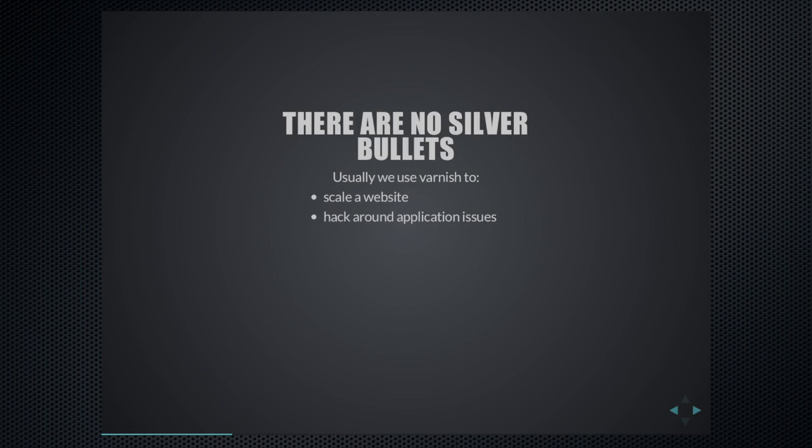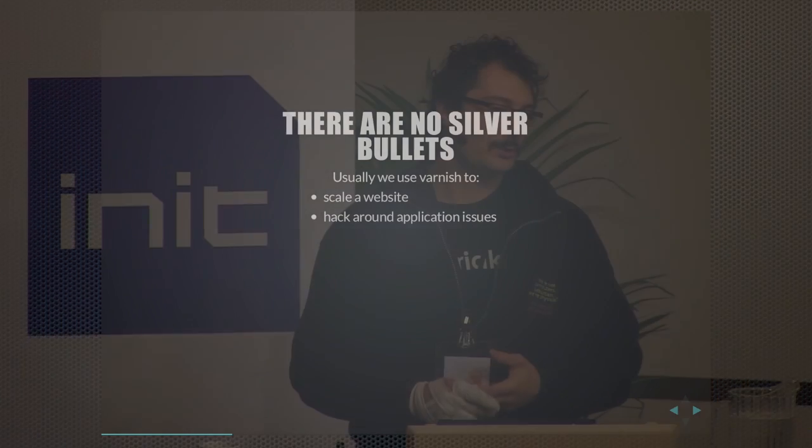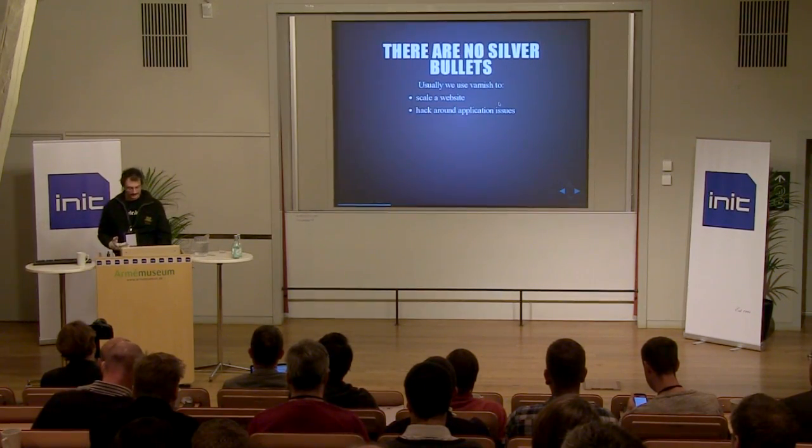But usually we use Varnish to scale a website, so you have some sort of CMS or whatever, and it doesn't perform that well with 100 or 1,000 requests per second. And we also use it to hack around application issues. So, we have a lot of applications, we need to integrate them over the web, or this application doesn't really cache as well, so we hack around with this control language.